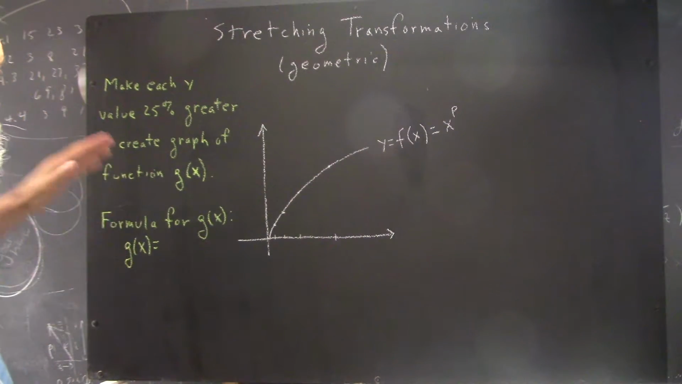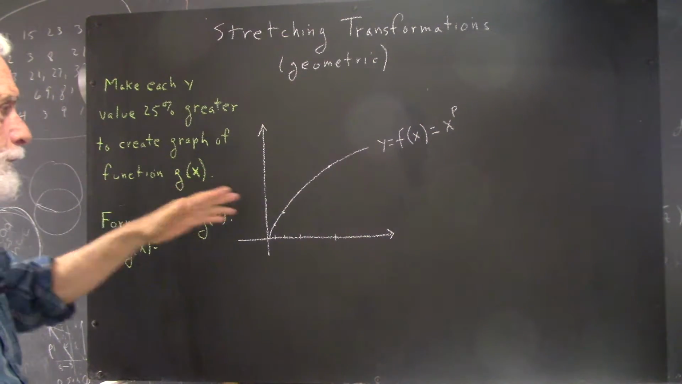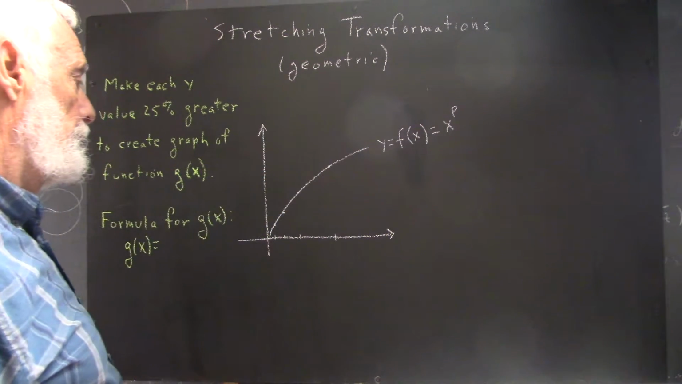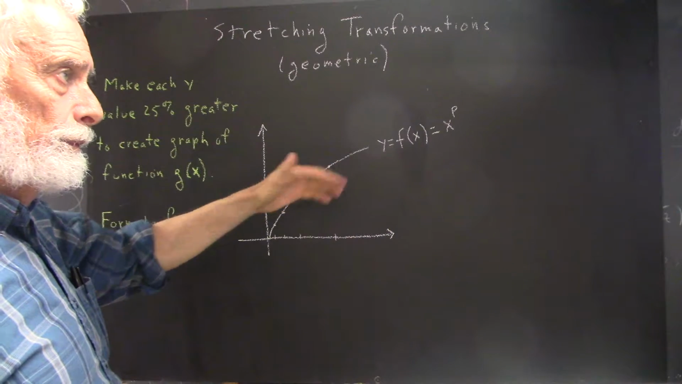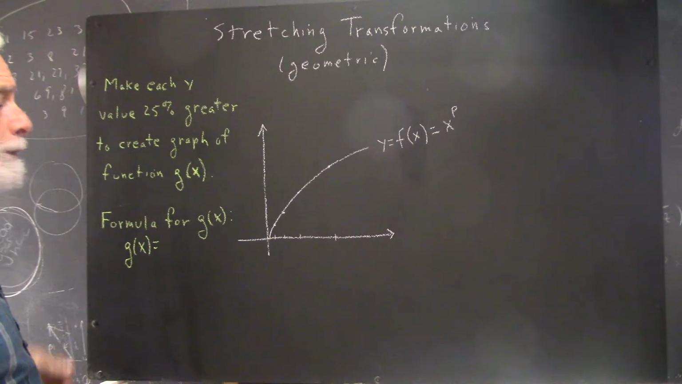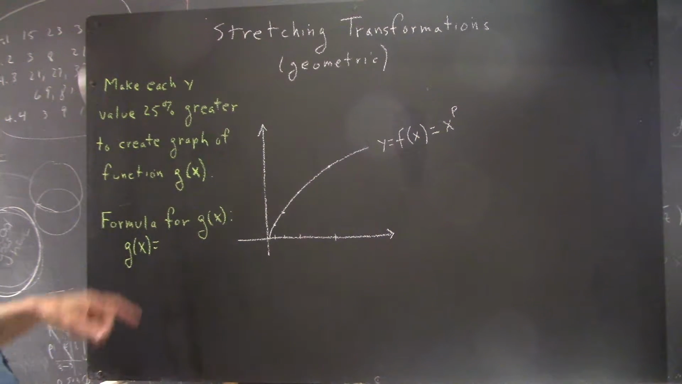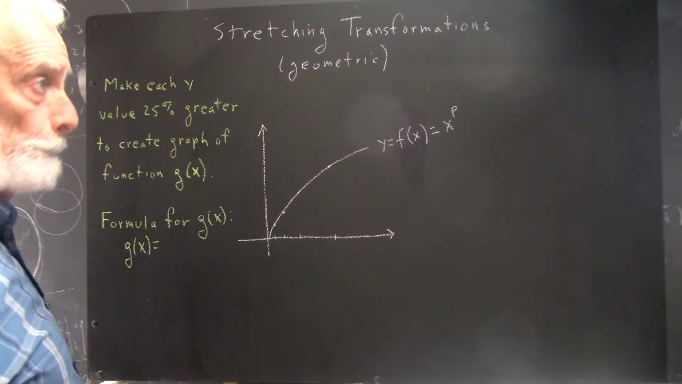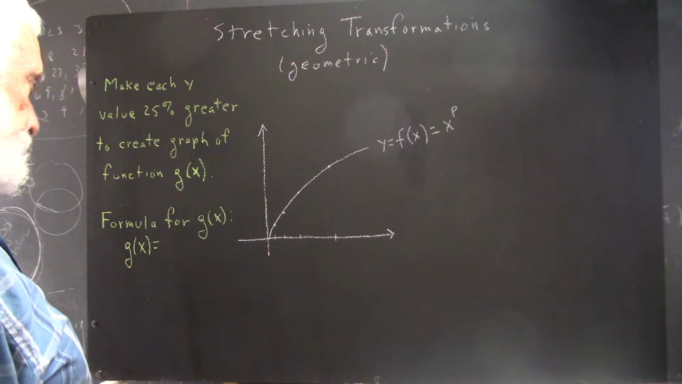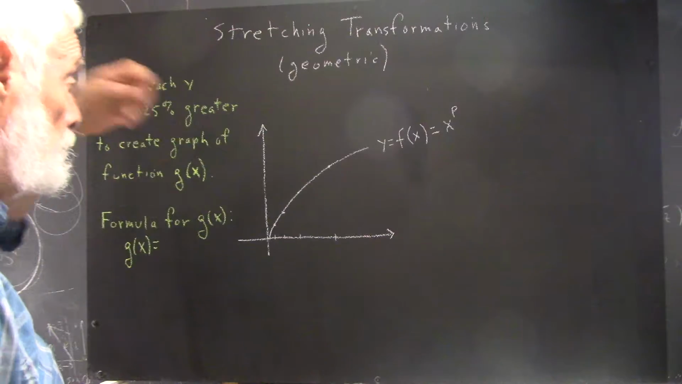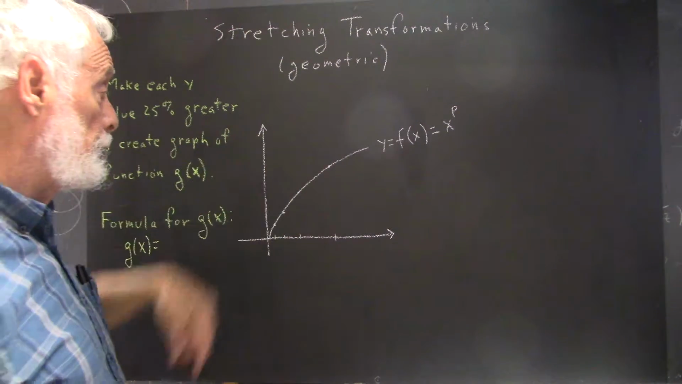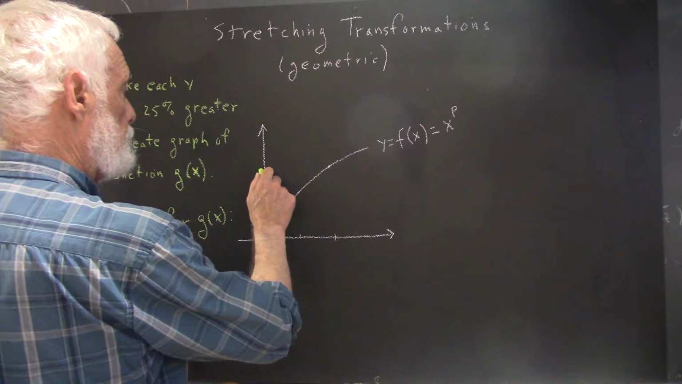But what we want to do is take the y value of each point on the graph and increase it by 25%. Okay, we want to make it 25% greater. Now how can we do that? Well, let's just pick this point here. Of course, the y value is here.